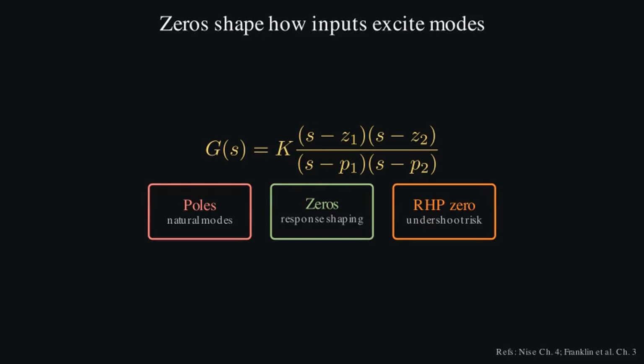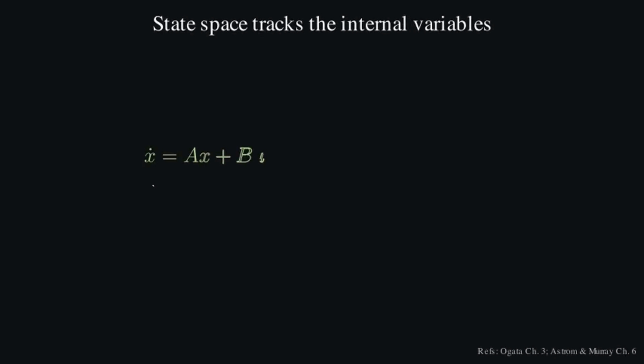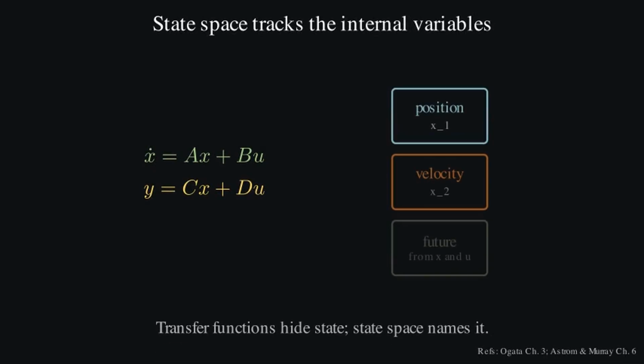Zeros shape the way inputs excite the modes. Poles describe the system's natural behavior, but zeros can amplify parts of the response, reduce others, or even create undershoot if a zero is in the right half plane. That is why two systems with similar poles can still respond differently to the same command.